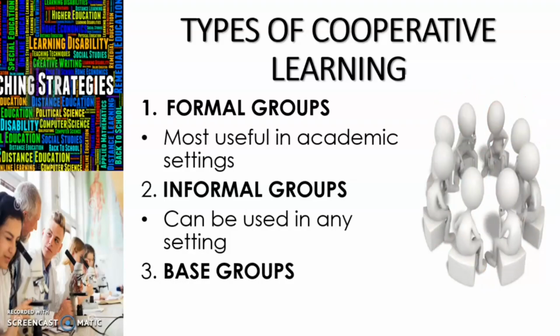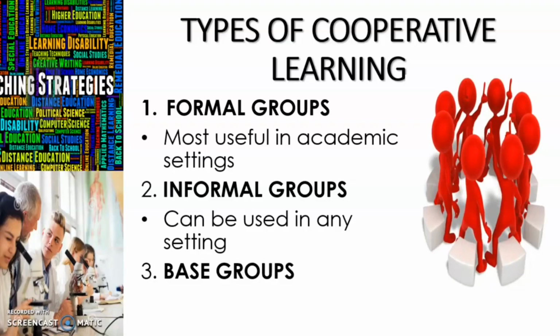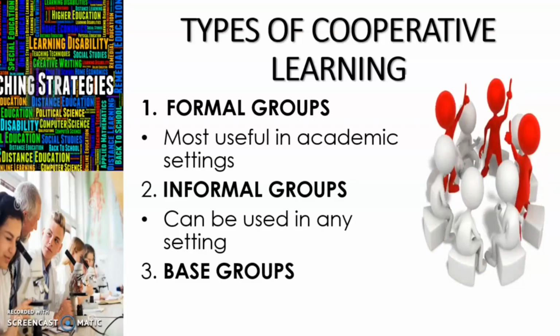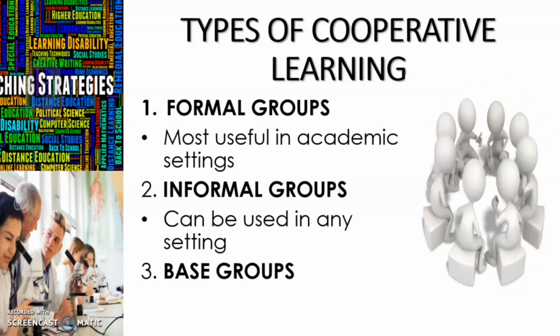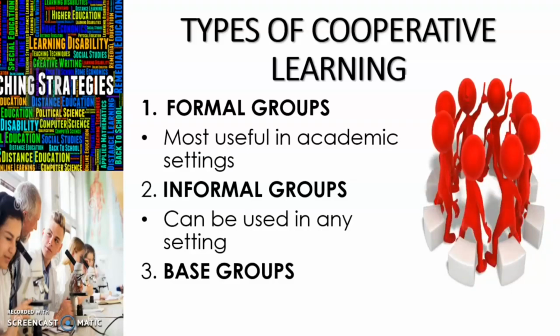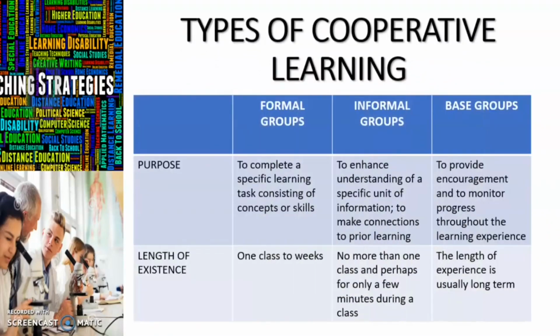In base groups, an example of this is during a new staff orientation in a company. They are usually asked to form groups of 4 to 5 to meet for an hour to share experiences, encourage each other, and monitor each other's progress. After the official orientation is completed, encourage them to continue meeting as a base group to support each other in the transition. On the current slide are the purpose of formal, informal, and base group, as well as their respective length of existence.